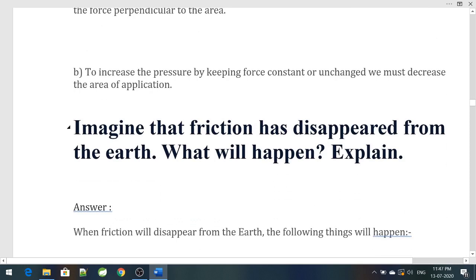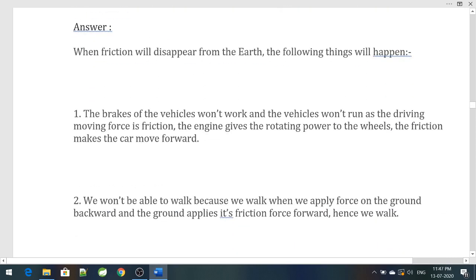Imagine that friction has disappeared from the earth. What will happen? Explain. If friction is not there, when friction disappears from the earth, the following things will happen. The brakes of the vehicles won't work and the vehicles won't run, as the driving force is friction. The engine gives the rotating power to the wheels. The friction makes the car move forward. So brakes won't work because there will be no friction between the road and the tires.